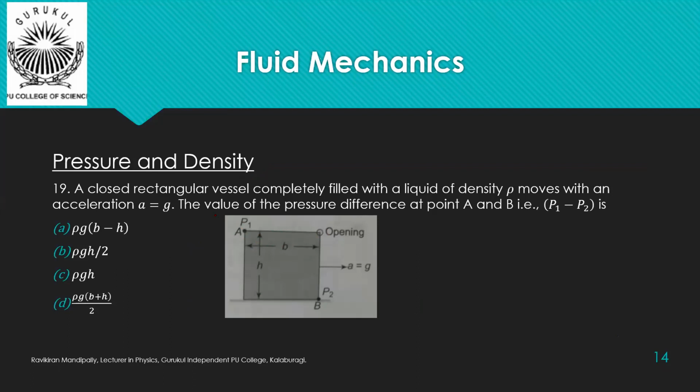So question number 19 goes like this: a closed rectangular vessel completely filled with liquid of density rho moves with an acceleration A equal to g. The value of the pressure difference at points A and B, that is P1 minus P2, is, according to the question, pressure at A is P1 and pressure at B is P2. So we have to find the pressure difference between these 2 points.